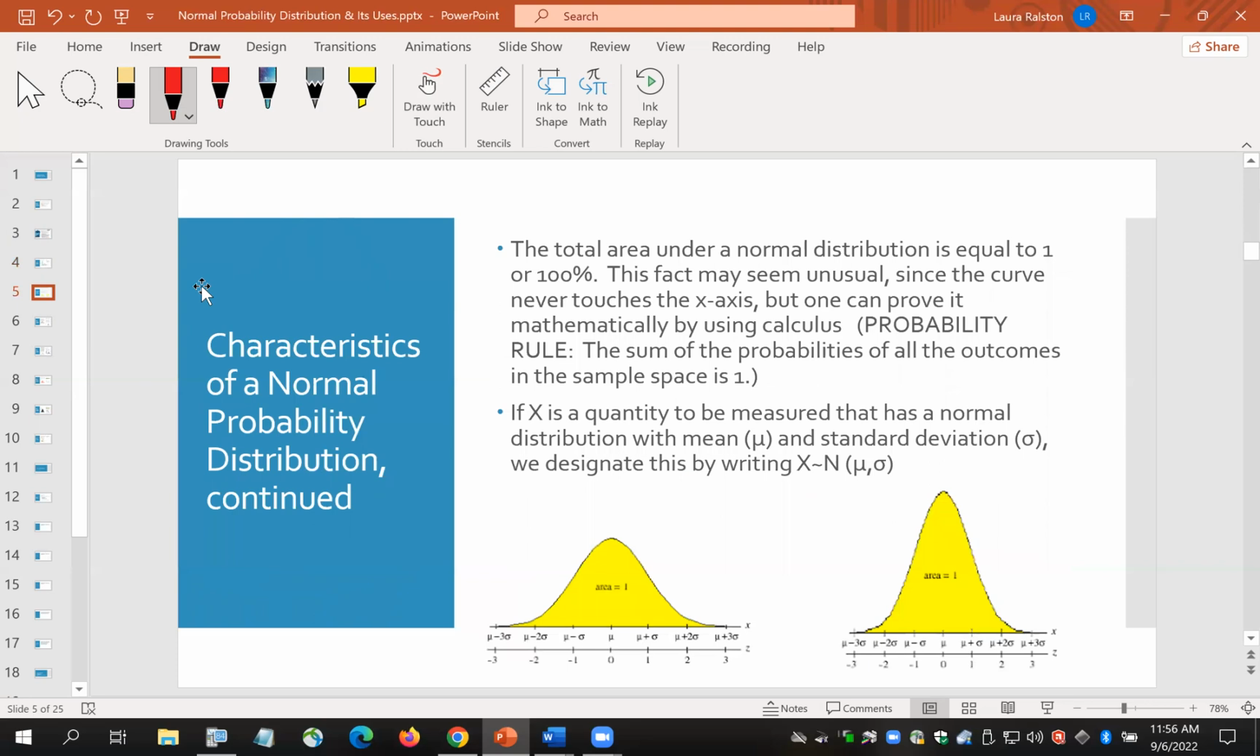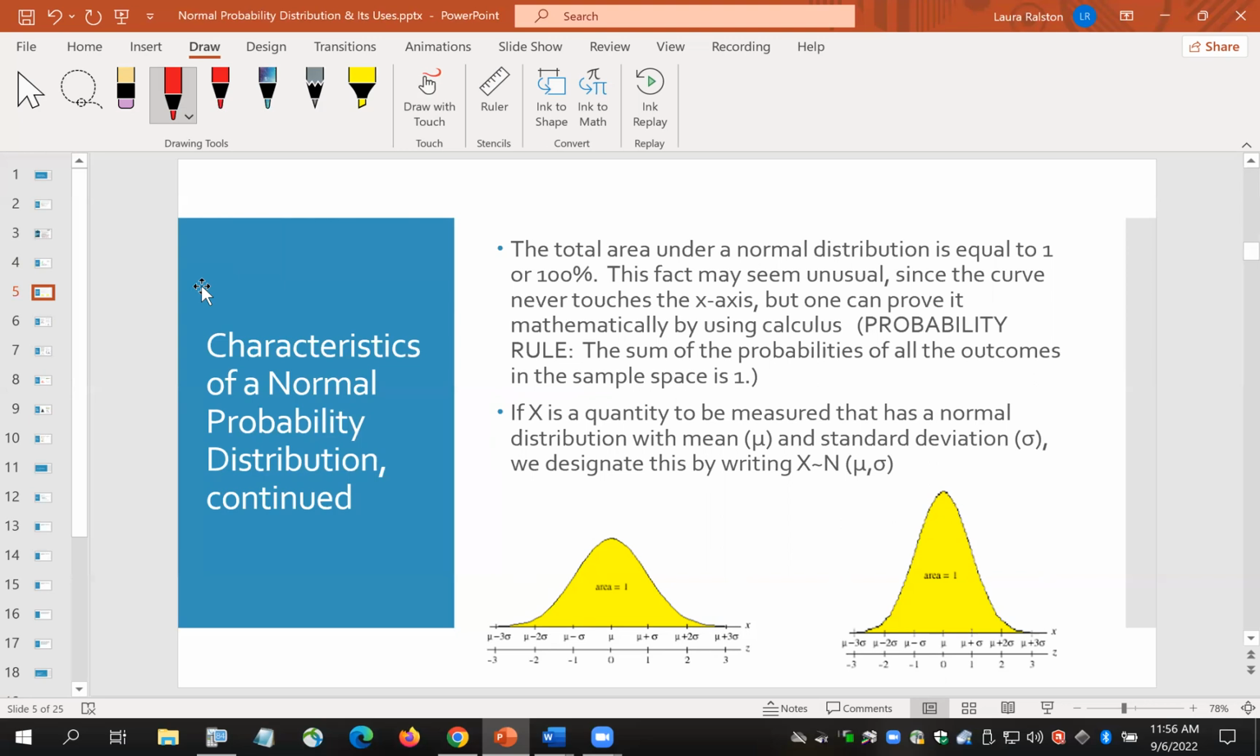Now, here's what I was getting to. Two of the characteristics that we talked about specifically in relationship to the continuous probability distribution is that the total area under the curve was equal to 1 or 100%. That also holds true for the normal distribution.